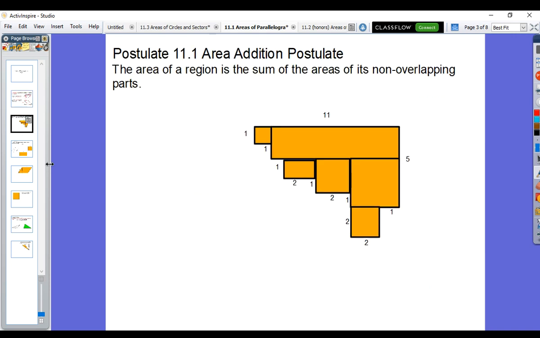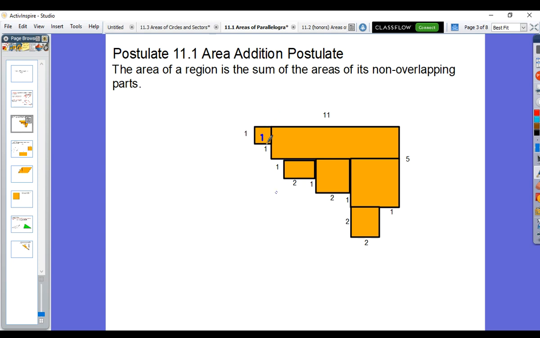Now, according to this postulate here, the area addition postulate, sometimes we get a weird shape like this. As one whole shape, there's no way to figure that out. But if we break it down into smaller individual shapes that we do know, a bunch of parallelograms, we can figure that out. So we find the area of each one individually.